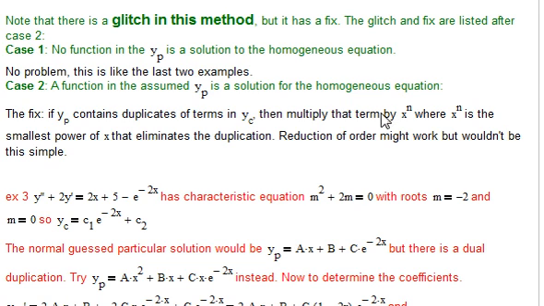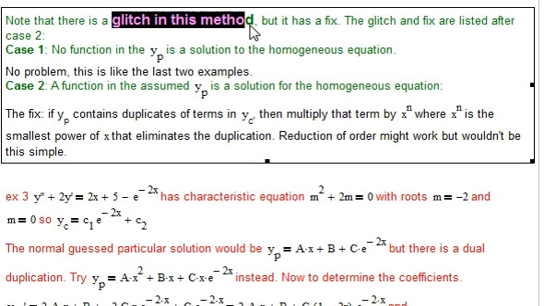Now I want you to note there is a glitch in this method, but there is also a fix for the glitch. Yes, there's a glitch. I'm sorry, but there is a glitch. And so we will find a way to fix that glitch. I sincerely hope so. Okay, so here's the problem.